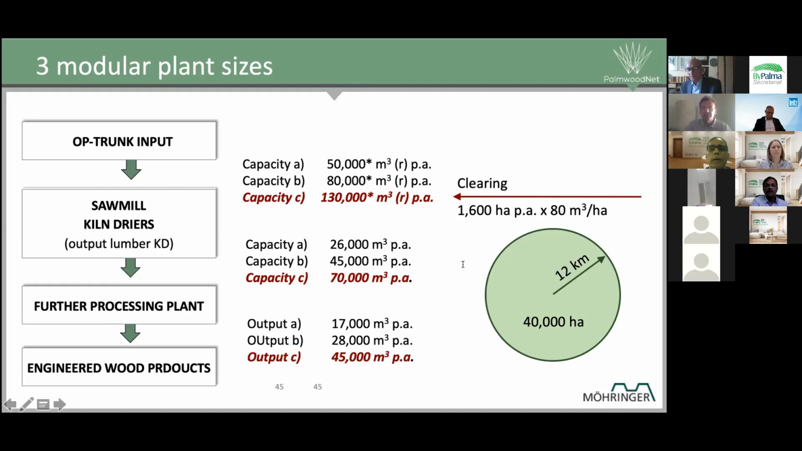size, because this has to correspond to an appropriate piece of land, which major mature palms, so about 40,000 hectares are needed to get out 1.6 million.